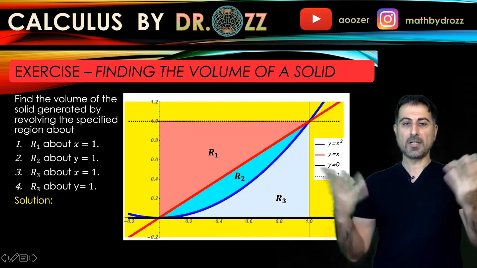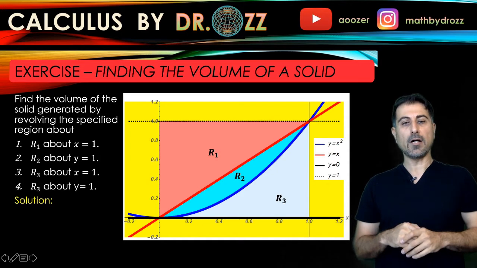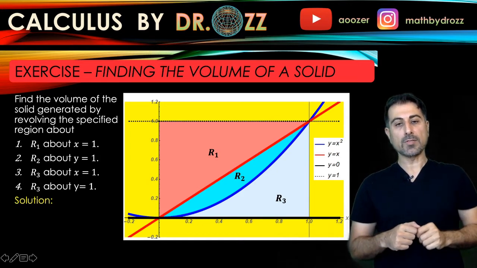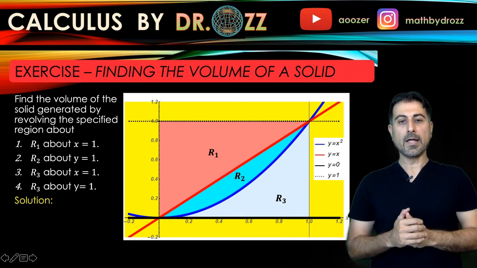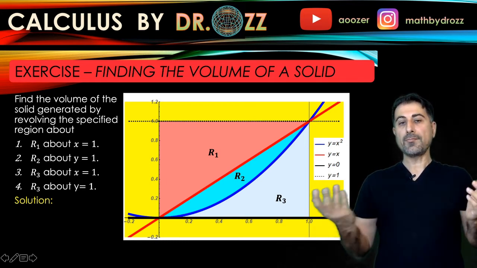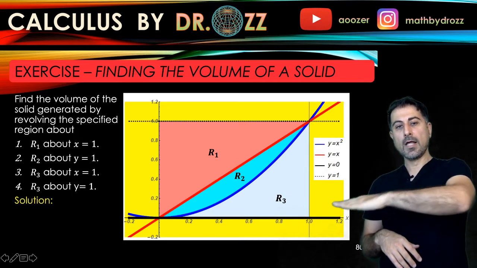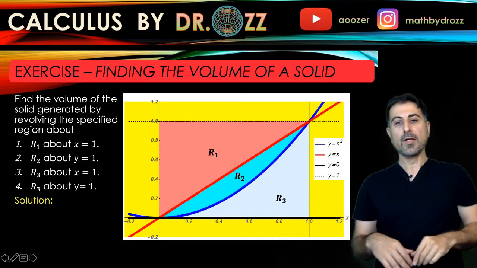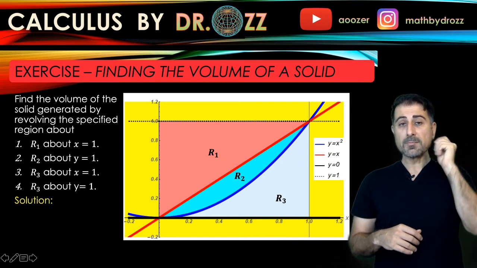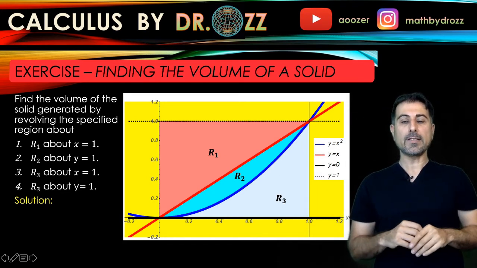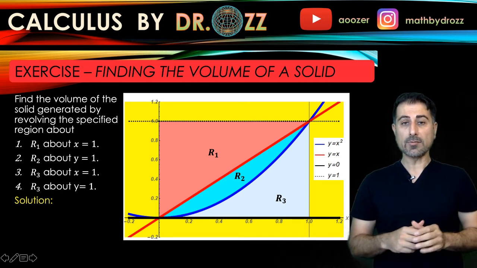So if you look at, for example, R2 is made of two curves. One is y equals x. The other one is y equals x squared. That's the region bounded by these two curves. And R3 is the region bounded by this vertical line here, x equals 1, the x-axis, and the blue curve. And R1 is made of this horizontal line, the y-axis, and the red line, y equals x, okay?